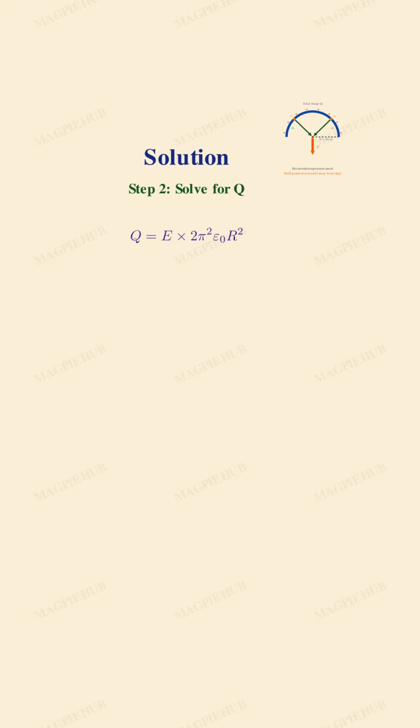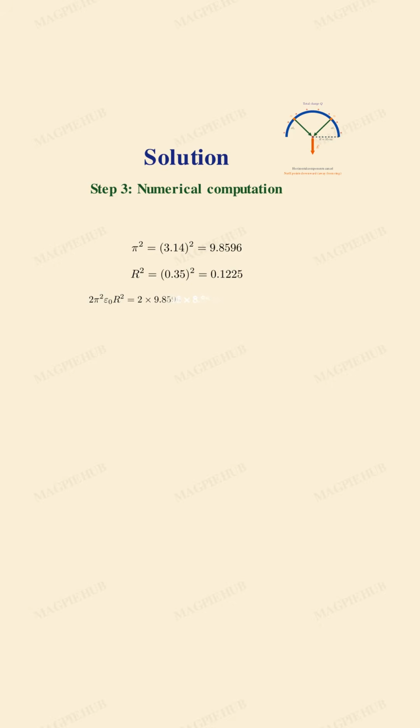Let us compute the denominator piece by piece. Step 3. Now substituting the numbers. Pi squared is 3.14 squared, which gives 9.8596. r squared is 0.35 squared, which gives 0.1225. So 2 times pi squared times epsilon naught times r squared equals 2 times 9.8596 times 8.85 times 10 to the minus 12 times 0.1225. This gives approximately 21.40 times 10 to the power minus 12.